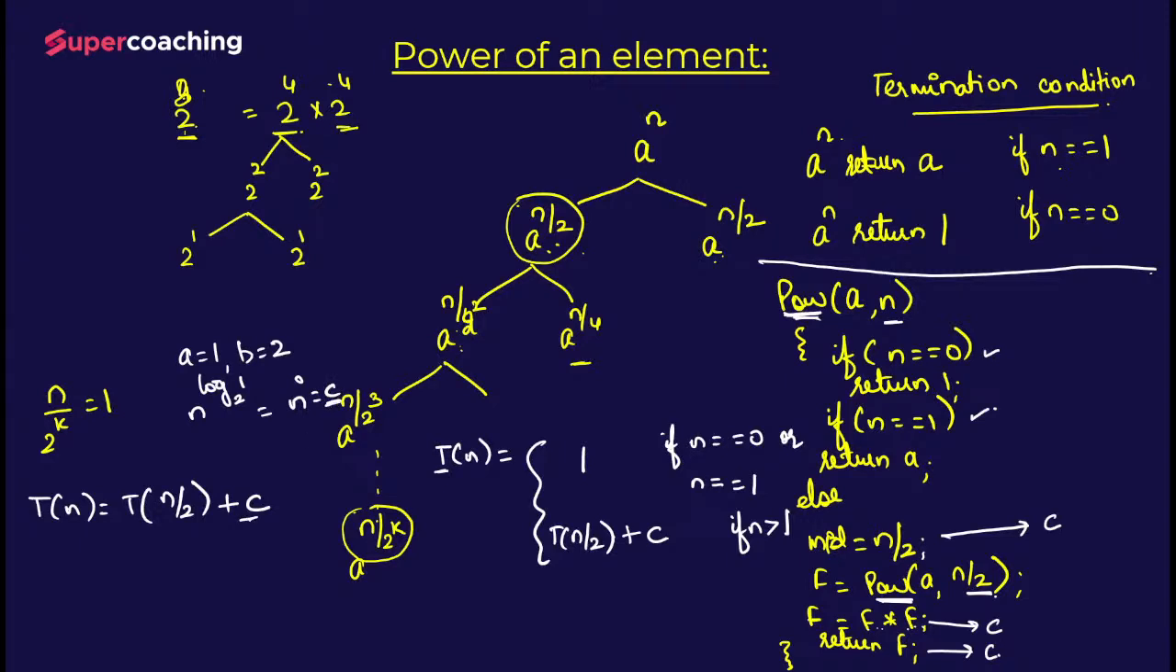So this matches. This means that in order to break the tie, we have to take log n. F of n is constant, and so the answer is log n only. So this is the time complexity for power of an element.